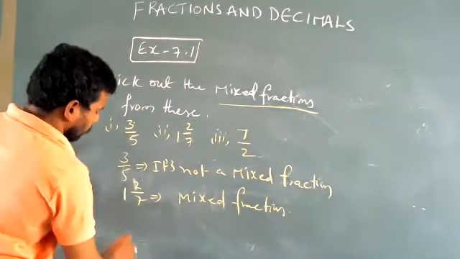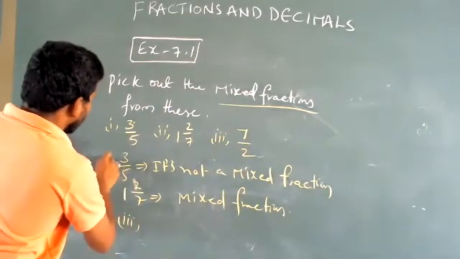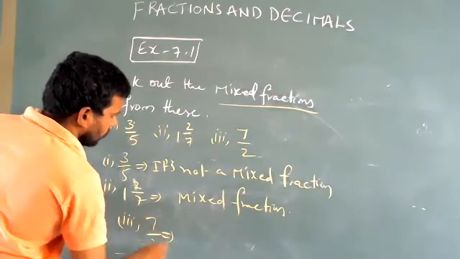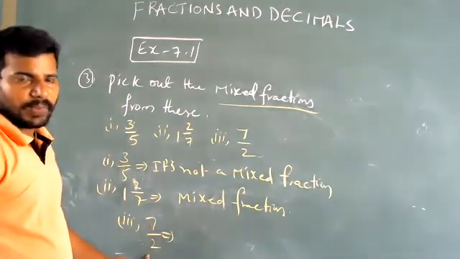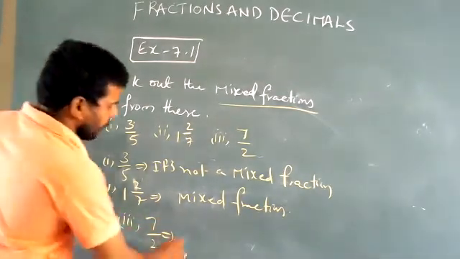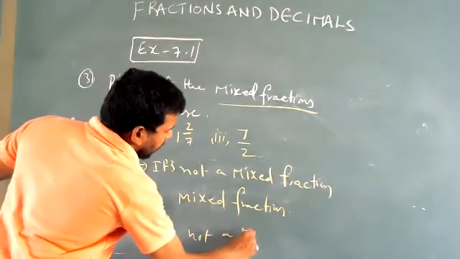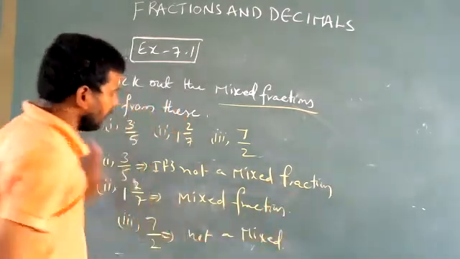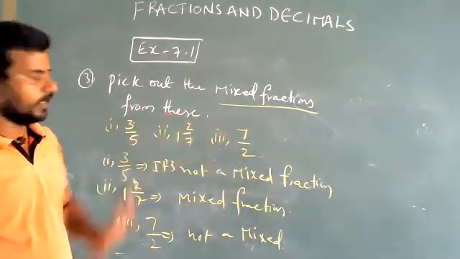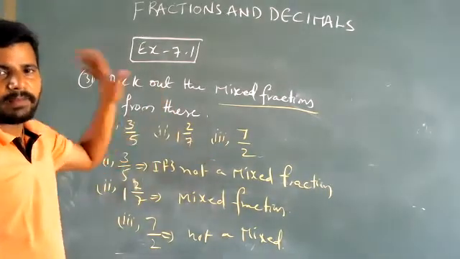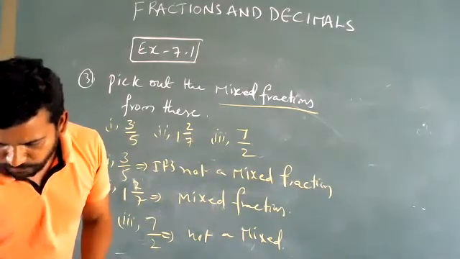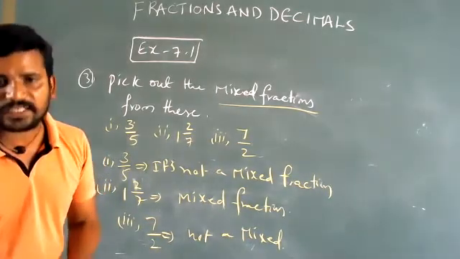Now 7 by 2, the third problem. This is the first one, second one, third one. 7 by 2: numerator, denominator. The numerator is greater than the denominator. So it is a fraction, but it's not a mixed fraction. Clear? The first and third are not mixed fractions, but the second one is a mixed fraction. Clear?